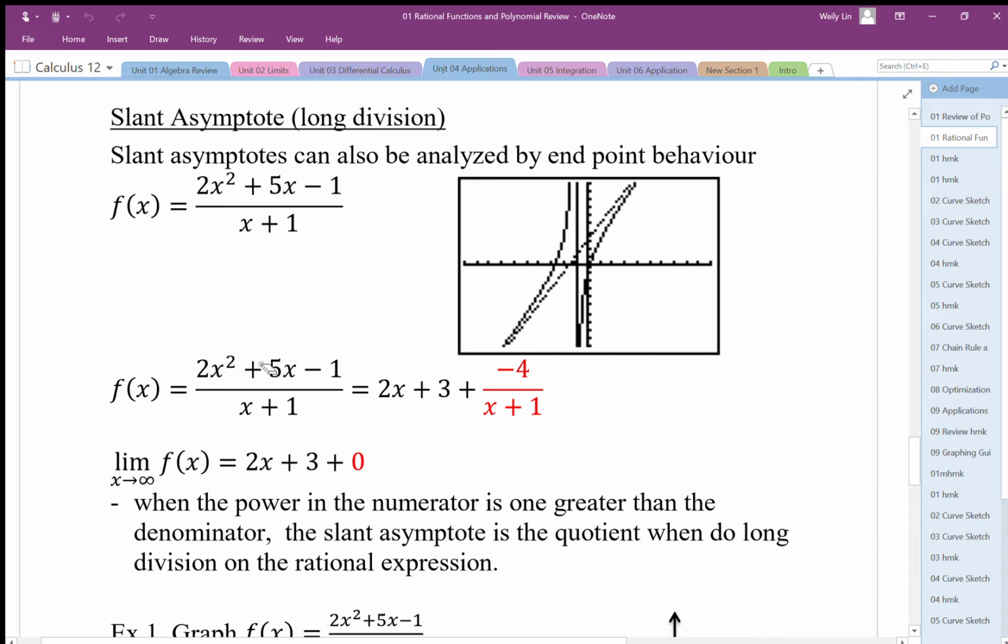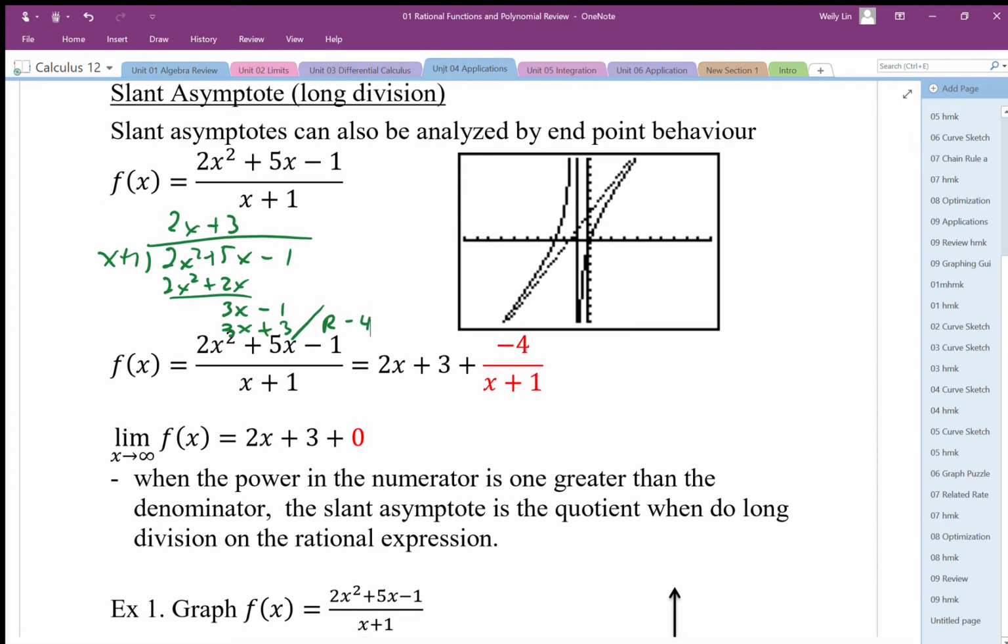So we know that this expression is equivalent to the quotient plus the remainder over the divisor when I divide this. So if I do division here, x plus 1 into 2x squared plus 5x minus 1, I can put it into 2x times, and then I do plus 3. I'm going to end up with 3x plus 3, and then the remainder is negative 4. So I end up with 2x plus 3 as my quotient, with remainder negative 4 divided by the divisor x plus 1.